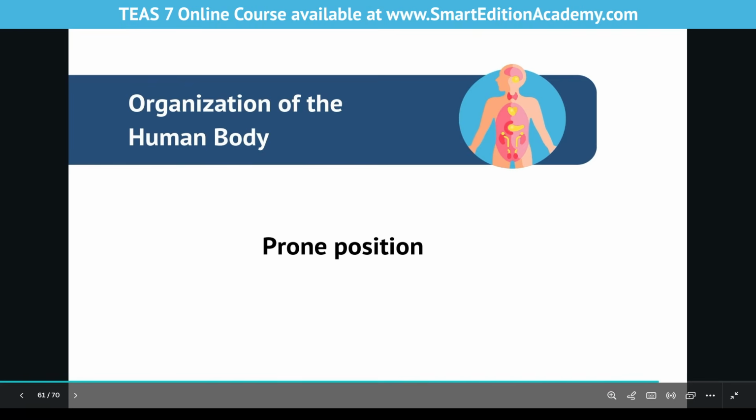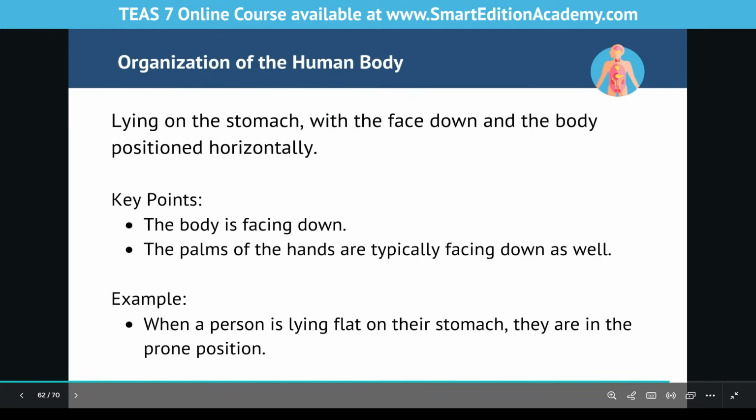Prone position. And this is going to be the opposite of supine. This refers to when the body is lying on the stomach with the face down and the body is positioned horizontally. The body is facing down and the palms of the hand are typically facing down as well.